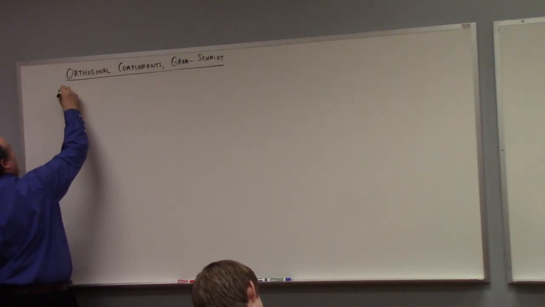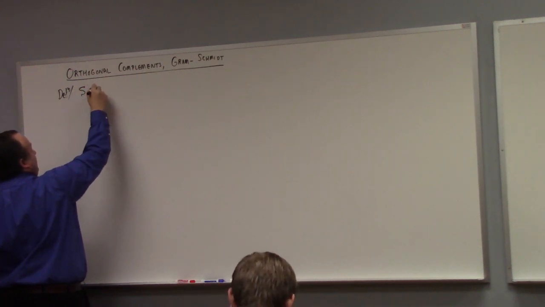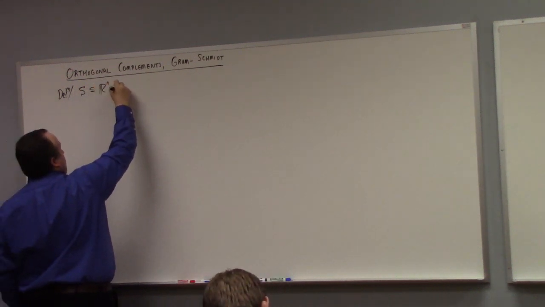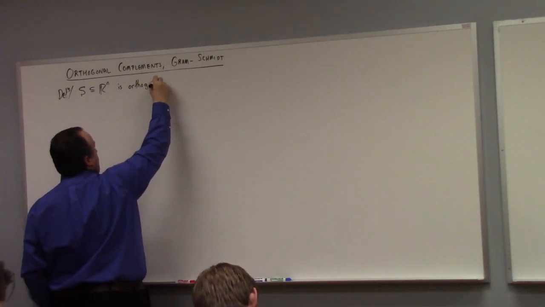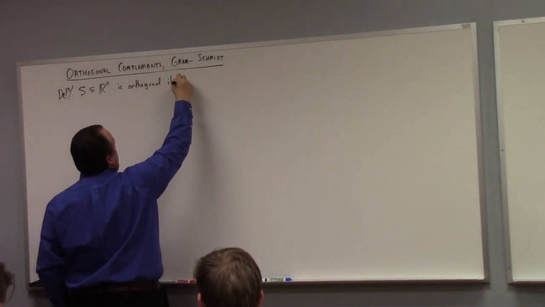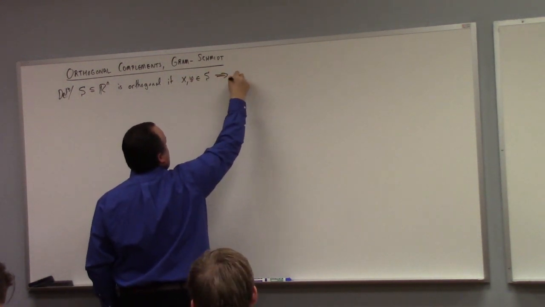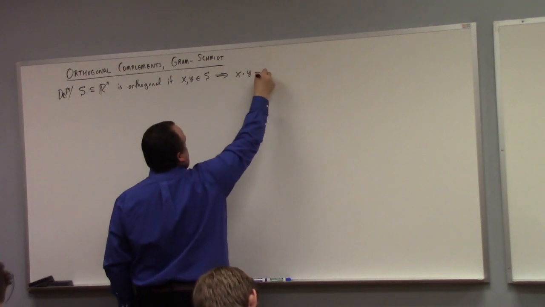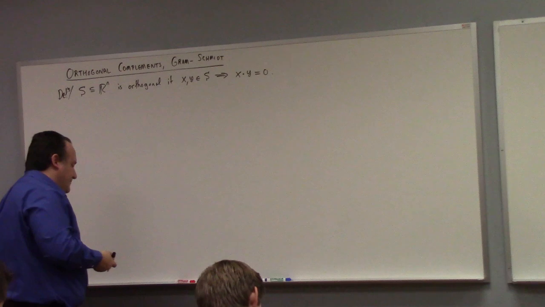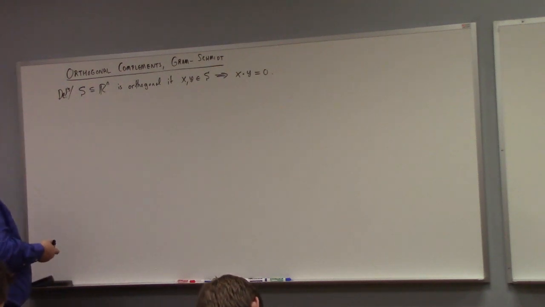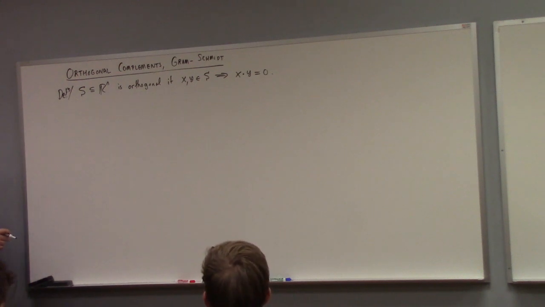So definition: S, a subset of Rn, is orthogonal if we take x and y in S, and that implies that x dot y is equal to 0, right? So in other words, an orthogonal set is one for which the dot product of any two vectors in the set is 0, all right?